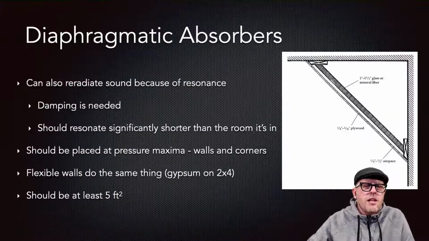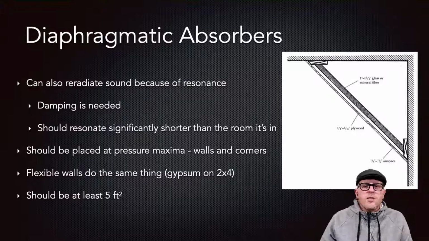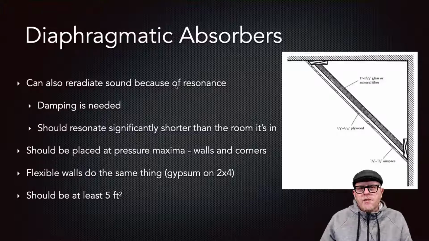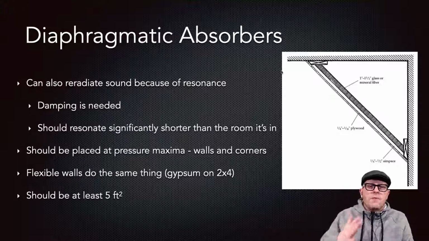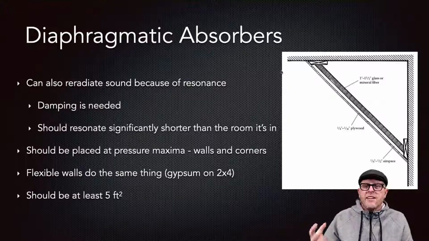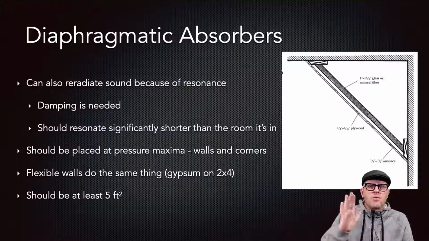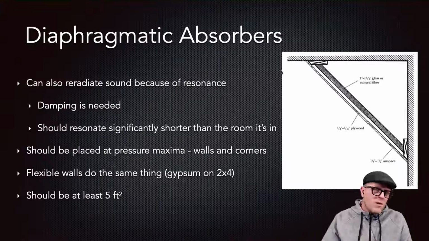So let's do a corner one here. This is a really good way of doing a corner version of this thing. So it says it can also re-radiate because of resonance. This is why you have that damping material behind it. If you don't have that damping material in it, it'll essentially ring. That diaphragmatic motion will also re-radiate, which is what you don't want.